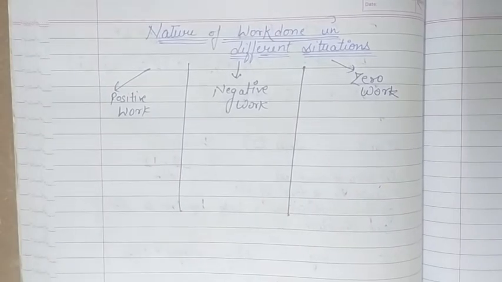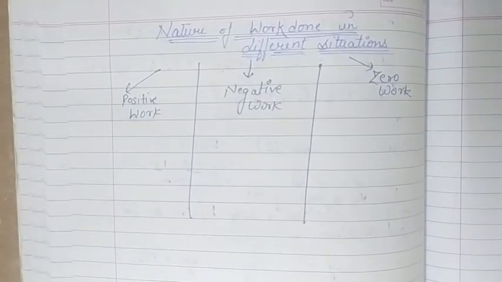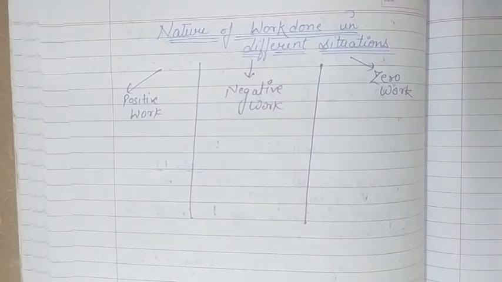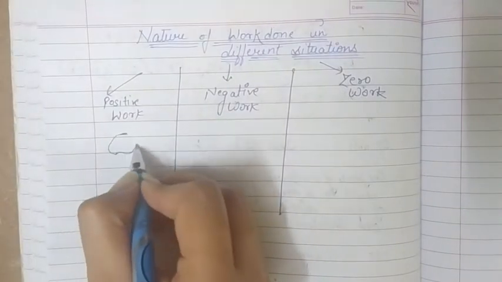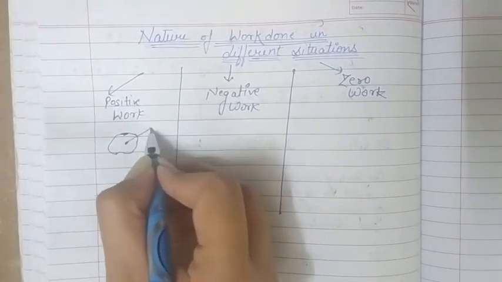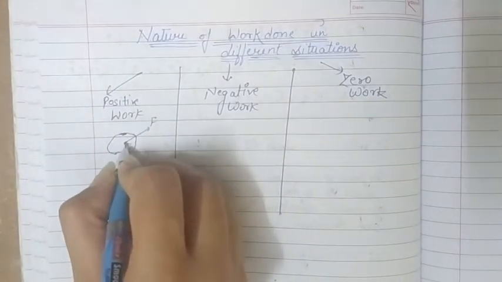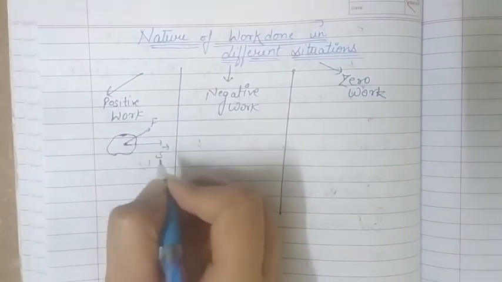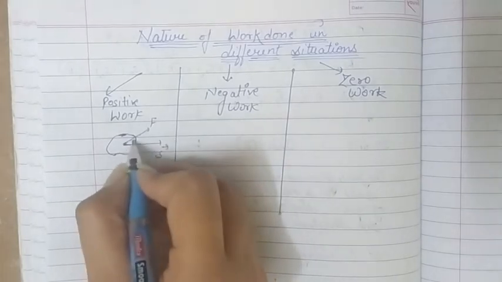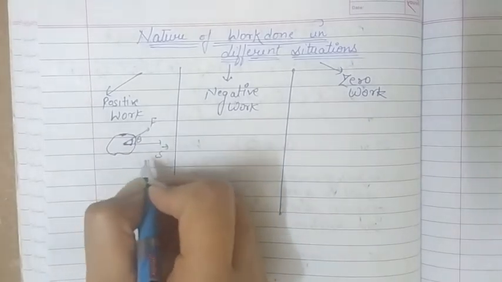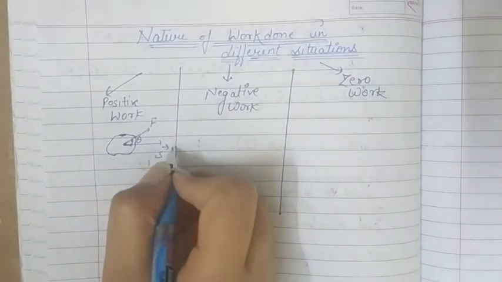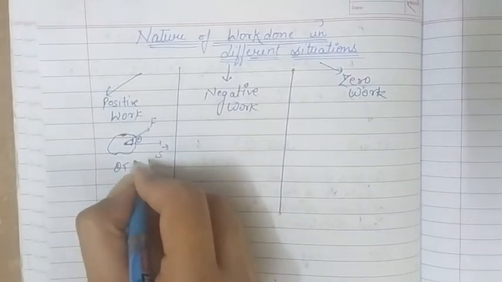is acting in any direction but its component is in the direction of displacement, then that work done by the force is positive. Means if there is an object like this, force is acting at some angle with horizontal and displacement is in the direction of horizontal, or we can say that the force is making an angle theta with the direction of displacement and this theta is less than 90 degree.